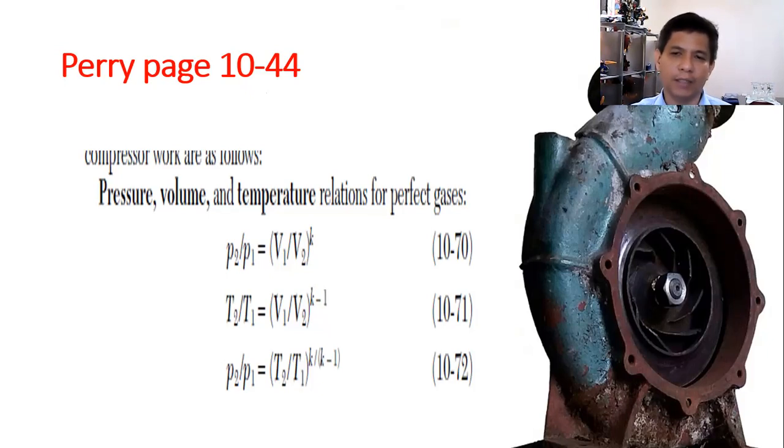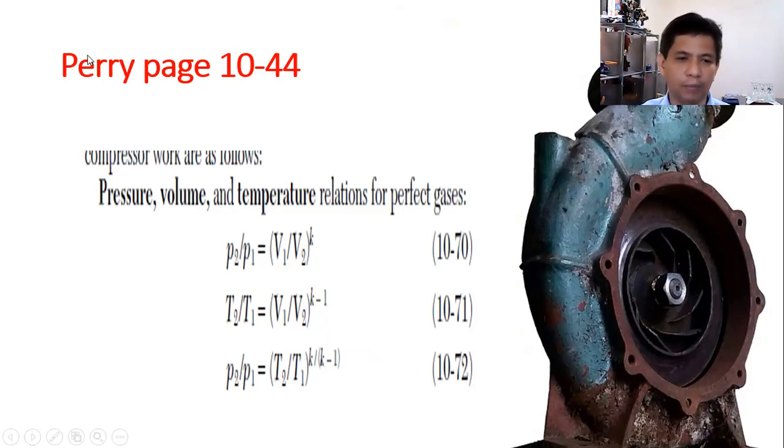Okay, the adiabatic equation. Basically, the idea is you need to solve for the temperature if you are given the pressure difference. Equation 10-72 is the most useful equation for a compressor. Usually, the initial and final pressure in a compressor is given, and also the initial temperature is given. So you should be able to calculate the final temperature.